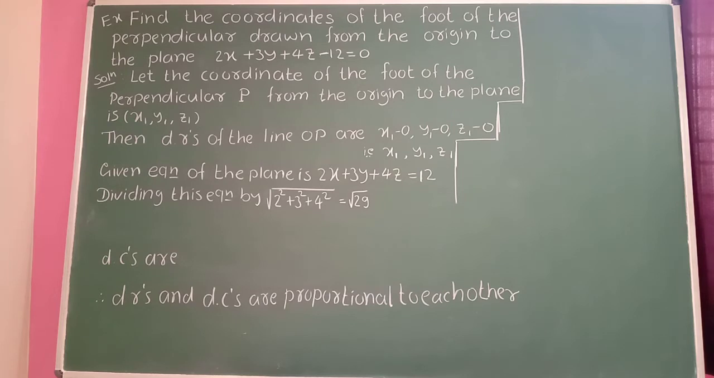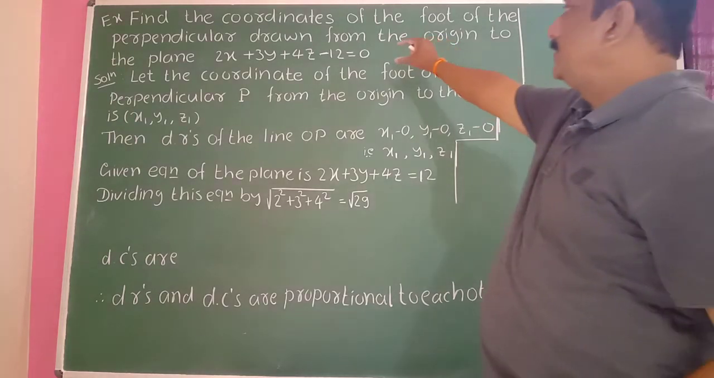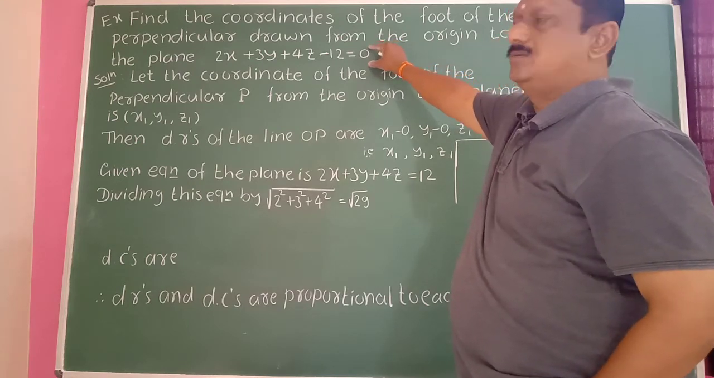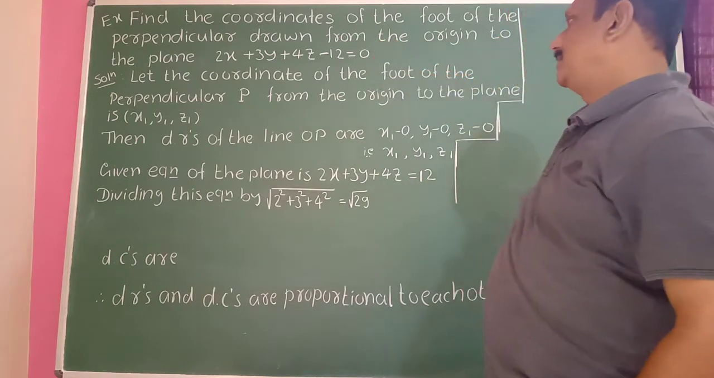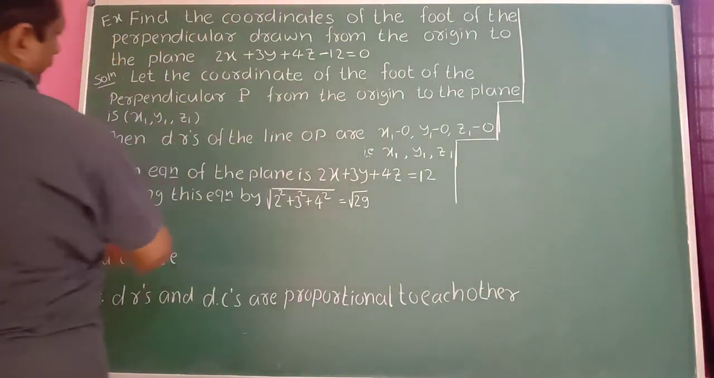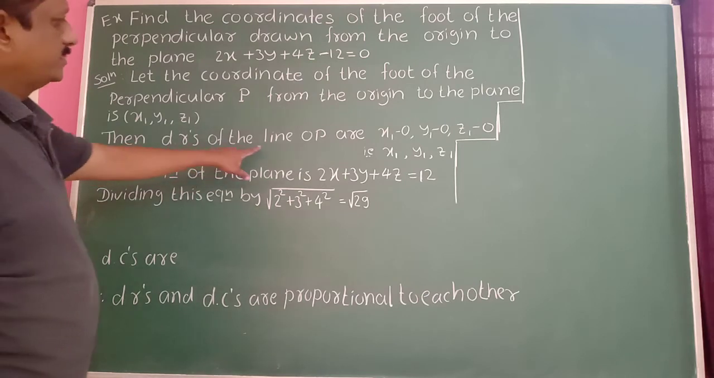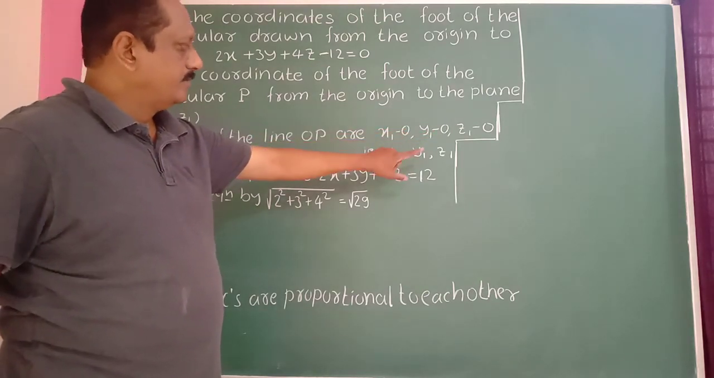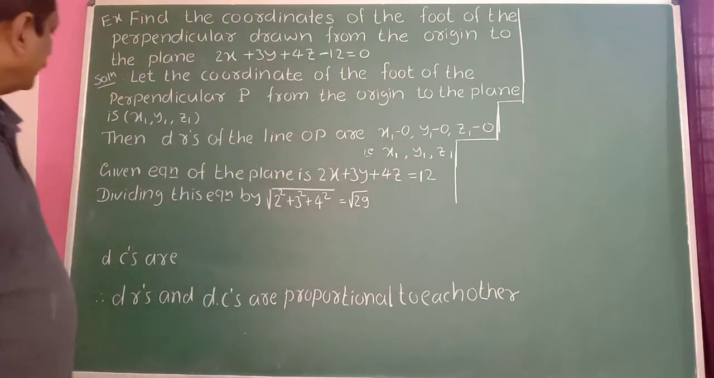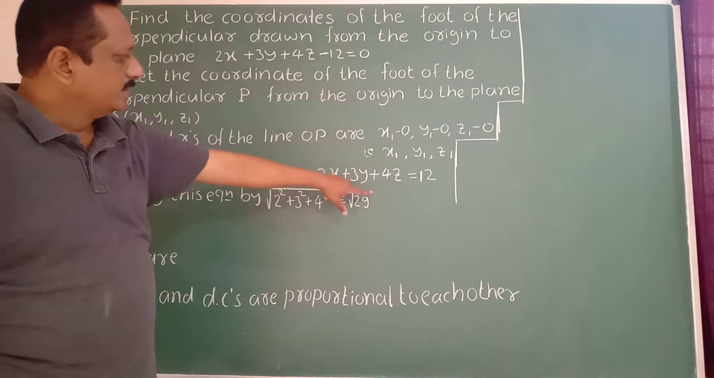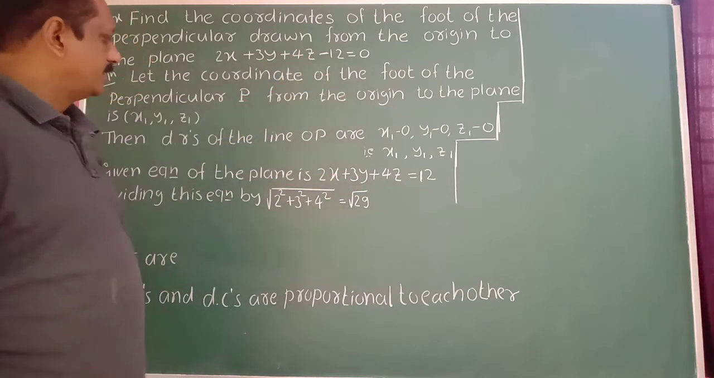So even this is the same type of example. The given equation of the plane is 2x plus 3y plus 4z minus 1 equal to 0. Here also find the foot of the perpendicular. So x1, y1, z1 is the foot of the perpendicular. The direction ratios of the line OP are x1 minus 0, y1 minus 0, z1 minus 0, meaning x1, y1, z1. The given equation of the plane is 2x plus 3y plus 4z is equal to 1, taking minus 1 to the right hand side.